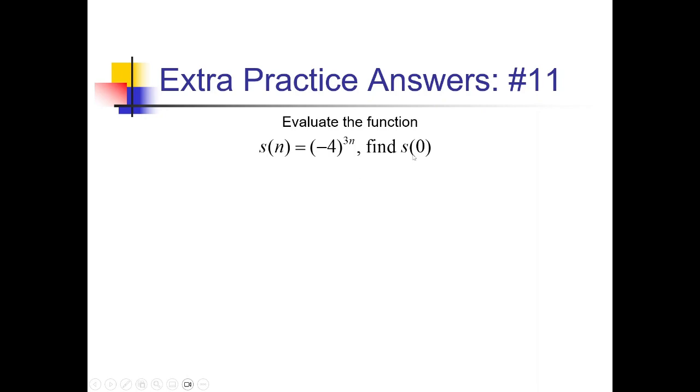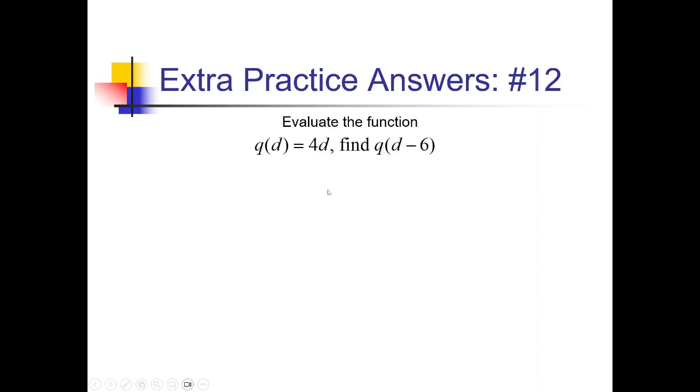For this one, I'm plugging 0 into this s of n function. So I'll rewrite this as negative 4 to the 3 times 0. 3 times 0 is just 0, so we have negative 4 to the 0. And it's important that this parentheses is around the negative 4, because that means this exponent is applying to all of this, not just the 4 by itself. Without the parentheses, the 0 would only affect the 4, and the negative would be applied afterwards. So this all is going to come out to 1. Anything to the 0 power is 1.